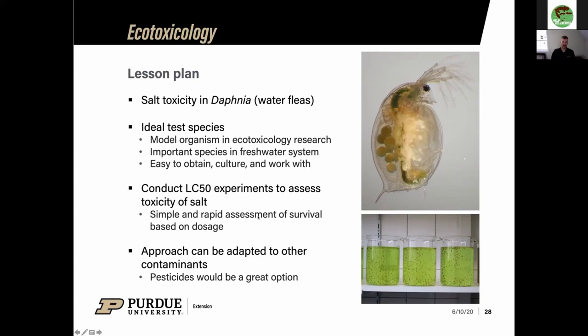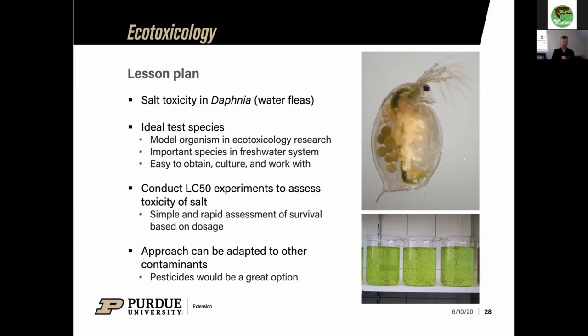So what your students will do is basically conduct an LC50 experiment. This is an experiment designed to determine the concentration, the lethal concentration, at which 50% of your test population dies from exposure to the contaminant. So again, they're going to do this in the context of a salt exposure. These LC50 experiments are very simple and rapid assessments to look at survival. And this approach importantly can be adapted for other contaminants as well. So for example, if you want to work with pesticides, you can very easily do that. You could work with pharmaceuticals that I mentioned as well, so maybe caffeine or ibuprofen. All these things you can explore in this very simple LC50 context.